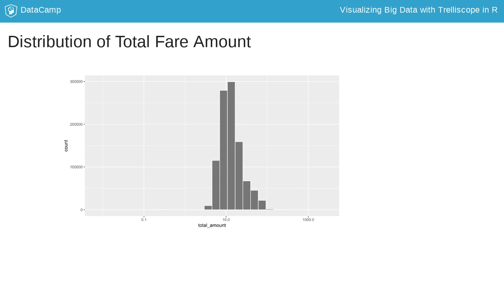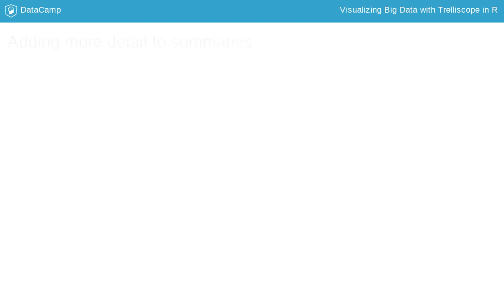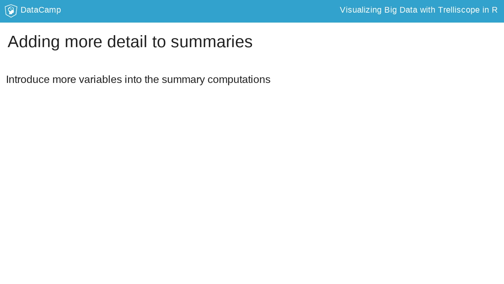It would be interesting to dive deeper to see if other variables in our data can explain the variability in fare amount. We can often learn more from our data by introducing more variables into our summary computations to see if there are any interesting interactions that arise. In this section, you will learn a few techniques for doing this.